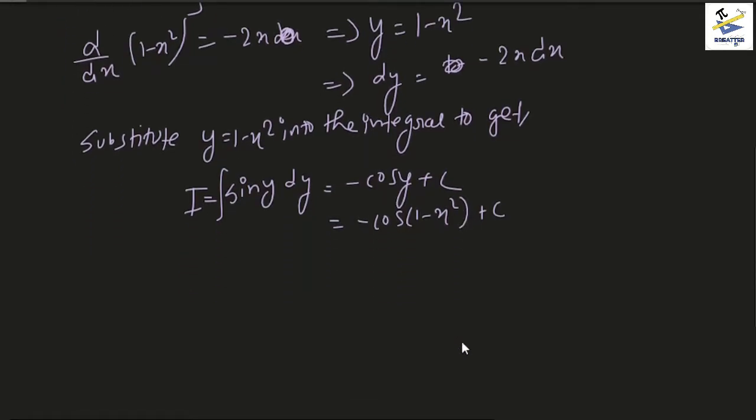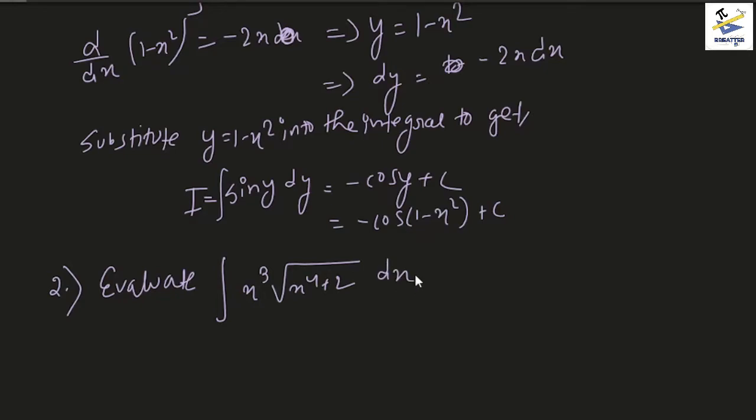Let us proceed to the next one, because this was just an example where you need to substitute a single term to find out the answer. The next example would be something like: evaluate the integral of x cube into root over x to the power 4 plus 2 dx.